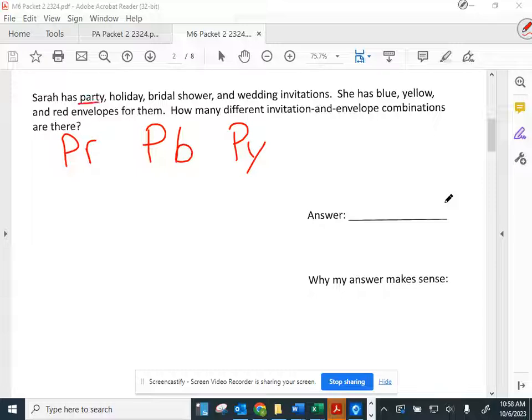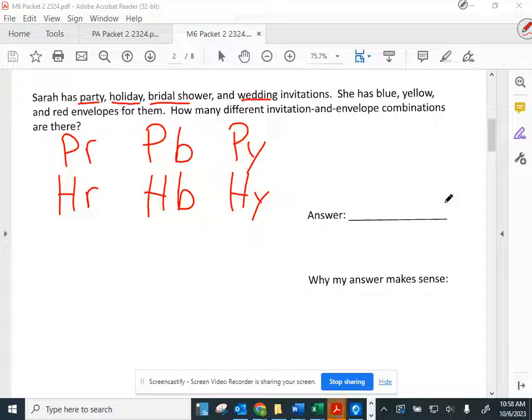So that was for the party. Now we have her holiday invitations. What color envelope could she put that into, Layla? Blue. She could put it into the blue, she could put it into the red, she could put it into the yellow. Do that for all 4 invitation types, figuring out how many different colors they could go into, and then add them up. That's how many different combinations there are.